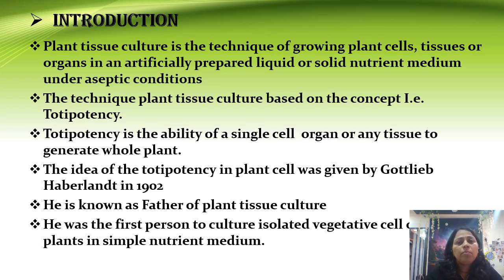The idea of totipotency of plant cell was first given by Gottlieb Haberlandt in 1902, and he is known as the father of plant tissue culture. He is the first person who cultured the isolated vegetative cell on simple nutrient medium.